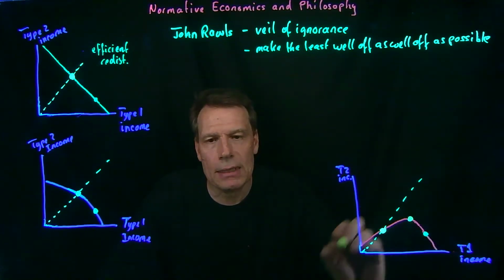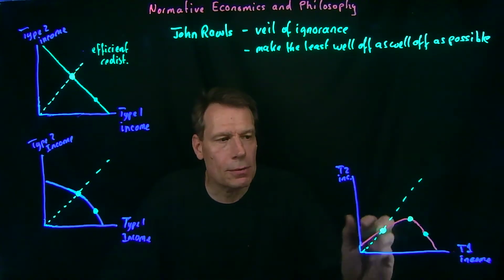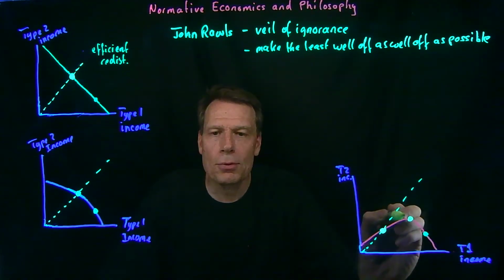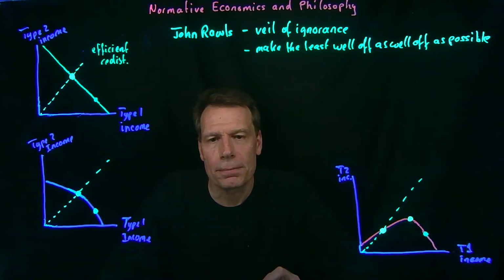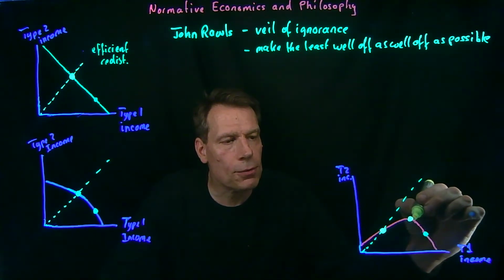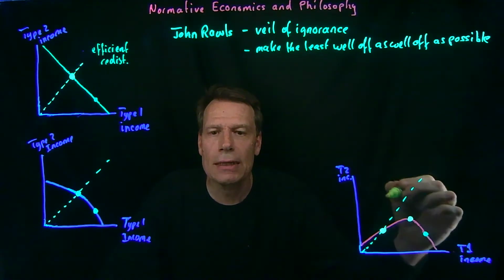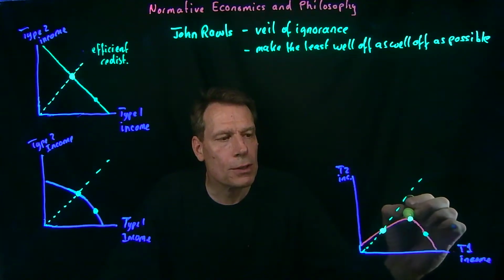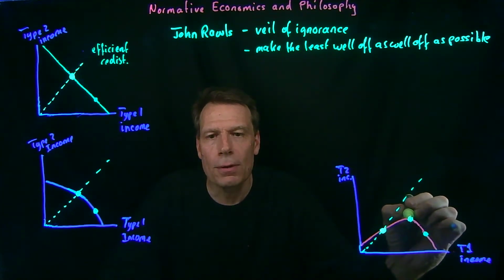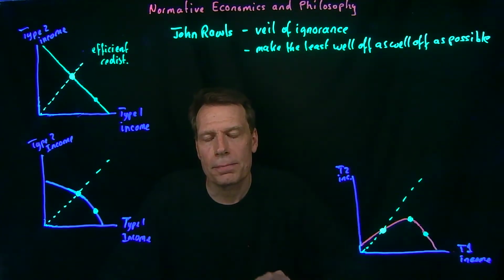Once we reach that peak, the least well off person will be the type 2 person. Type 2 people have less income here than type 1 people. If we moved any further to the right, type 2 people, the least well off, would become worse off. We wouldn't want to do that. We would want to stop here. That's the point Rawls's criterion would choose.